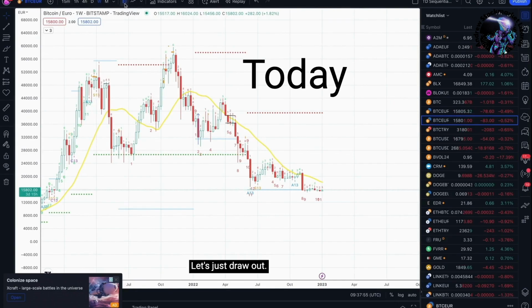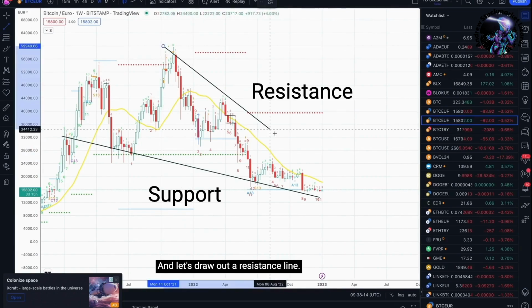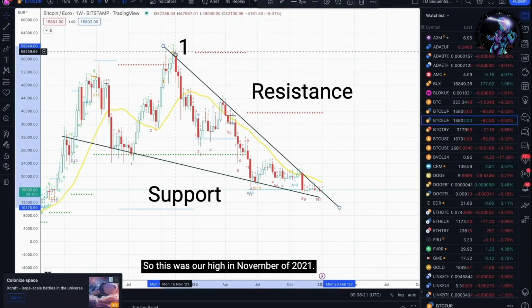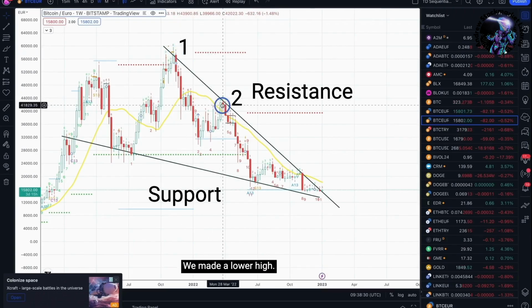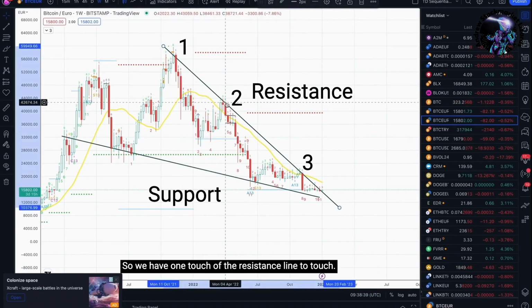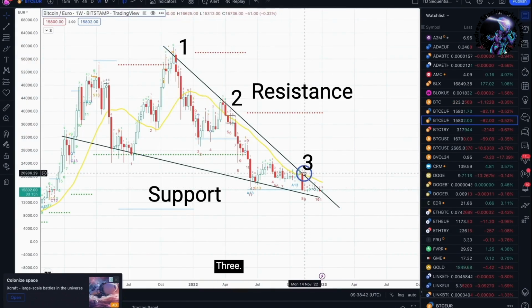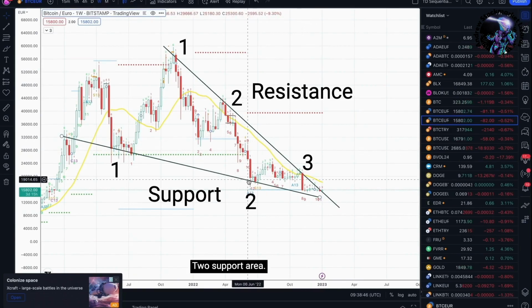Now, fast forward to today. Let's just draw out a support line and let's draw out a resistance line. So this was our high in November of 2021. We made the all-time high of Bitcoin. Seems like it's a long distance away. We made a lower high, and we somewhat made a lower high back on the 31st of October 2022. So we have one touch of the resistance line, two touch, three, and we have one support area, two support area.